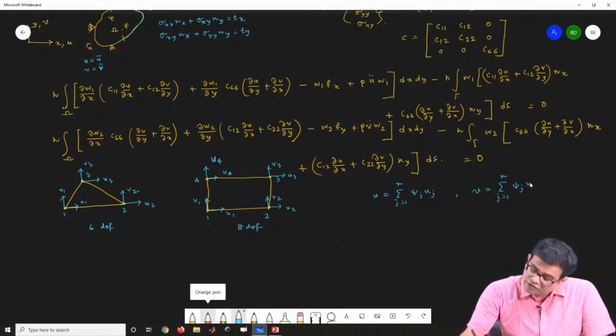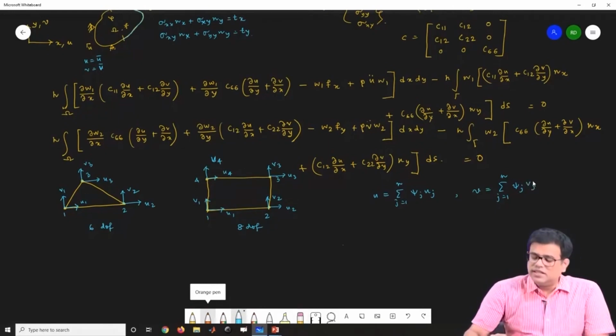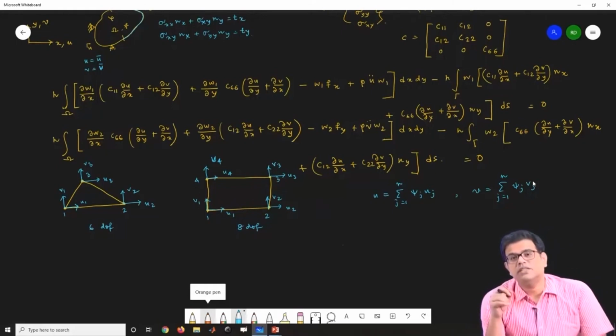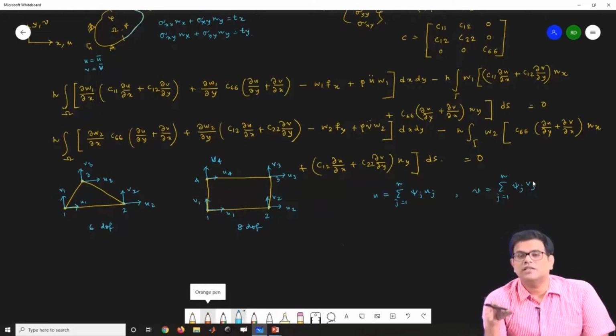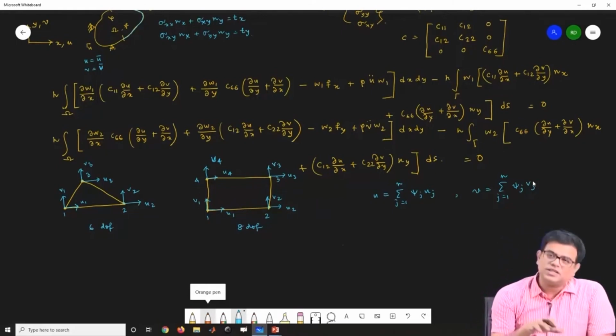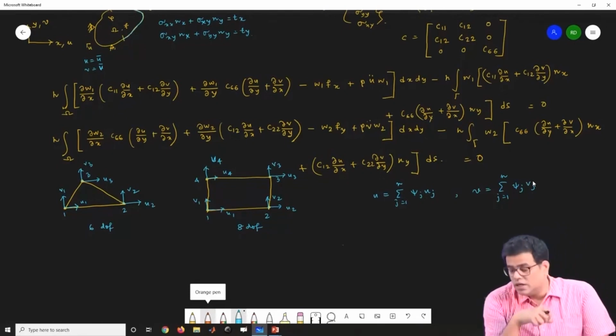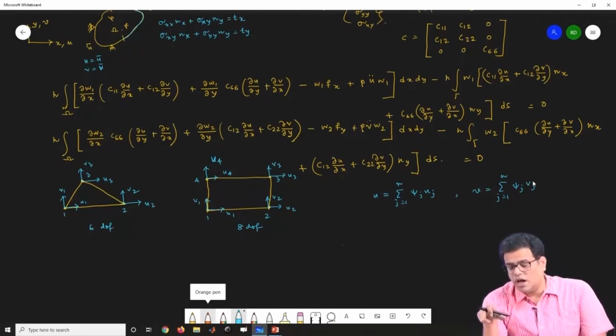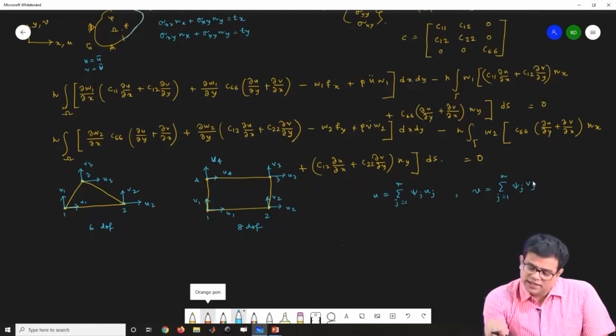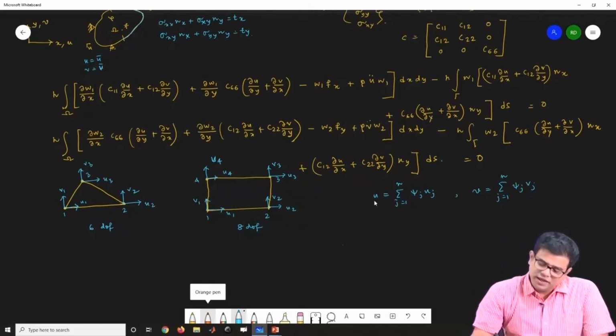So vj. Now this discretization, if I just plug into this weak form, then I will get the matrix equation. Now this discretization, if you look carefully, this psi for both the variables, that is u displacement and v displacement, are the same.